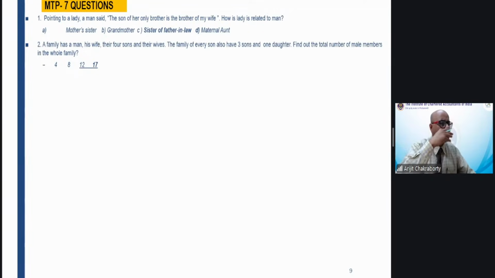Say we call the man M and his wife W. M and W have 4 sons, and each son has 3 sons and one daughter. That means here M and W have 4 sons and a number of grandsons and granddaughters. How many grandsons are they having? They are having 12 grandsons because each of their sons has 3 sons. So we have how many grandsons? 12. All are male because they are grandsons.